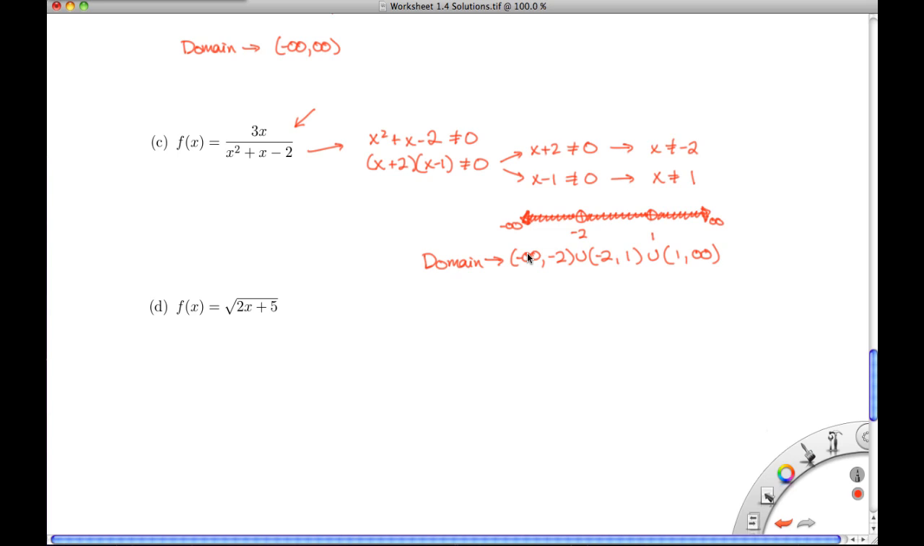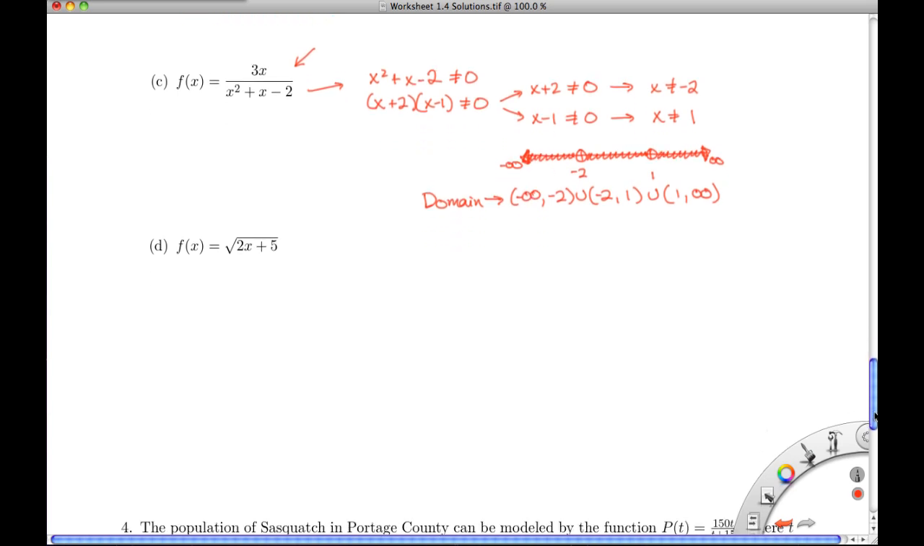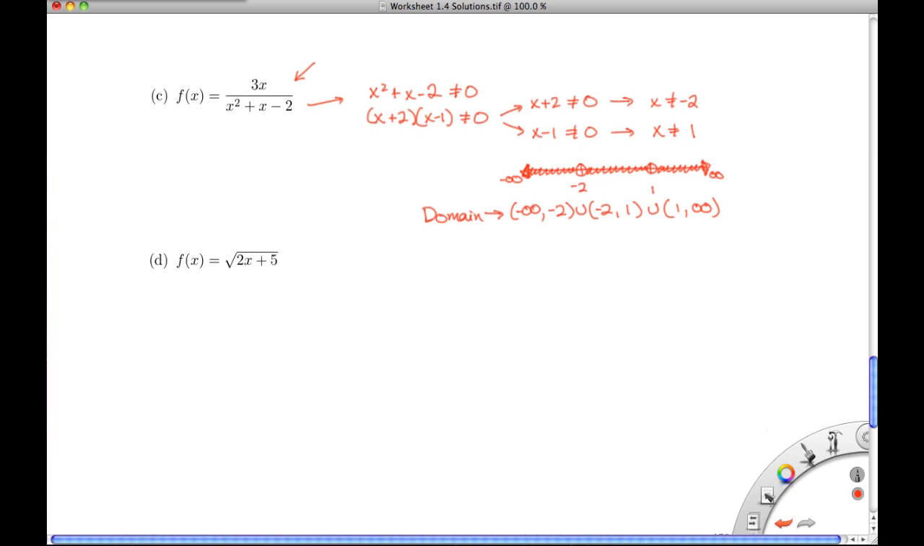Okay, and then for D, the other restriction we have to watch out for is that this is a square root. We can't take the square root of a negative number. So again, we set off a little side restriction here, and we say, well, I know that the term under the square root, 2x plus 5, can't be negative. So it has to be some number greater than or equal to 0. Otherwise, I'm going to get an undefined value.